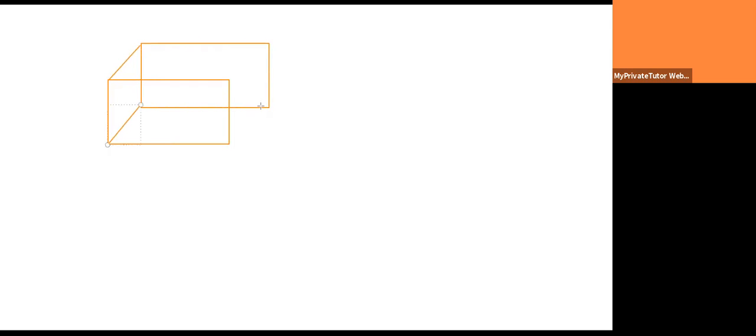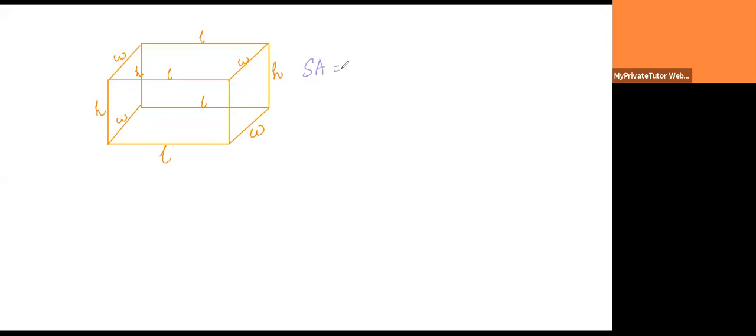So this one is the length, this one is the width, this one is the height. And in all the cases, this one becomes the length, this becomes the height, and this becomes the height. This is the width, and this one is the width. I hope you agree.